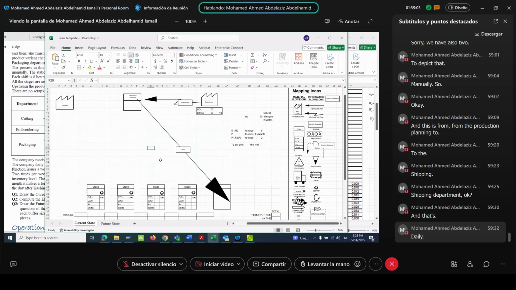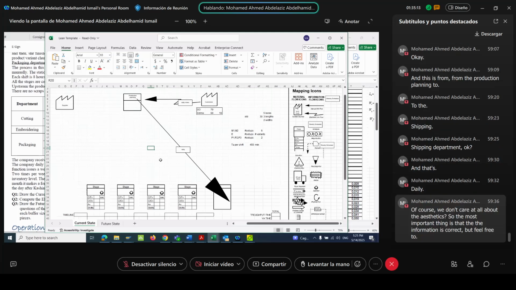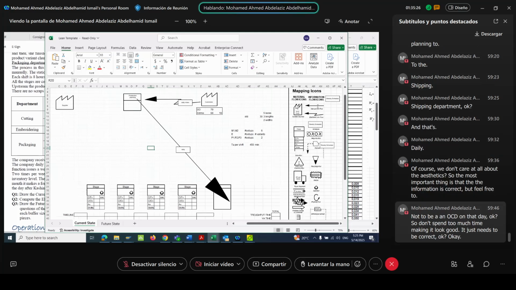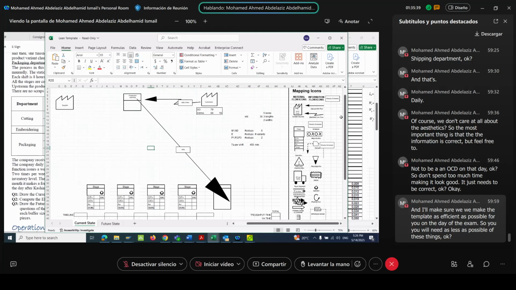Of course, we don't care at all about the aesthetics. So the most important thing is that the information is correct, but feel free to not be OCD on the day, okay? So don't spend too much time making it look good. It just needs to be correct, okay? And I'll make sure we make the template as efficient as possible for you on the day of the exam. So you will need as little of these things as possible, okay?